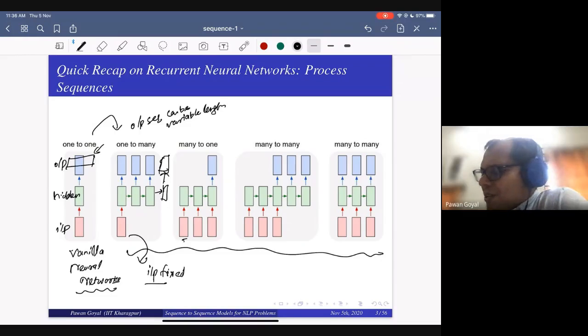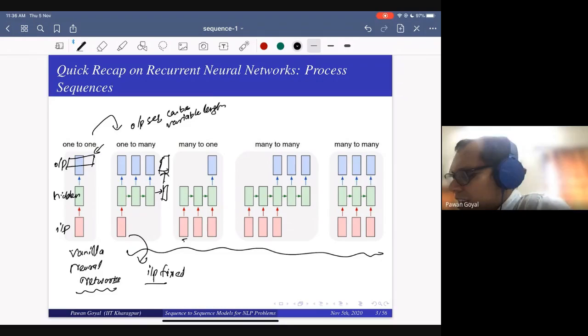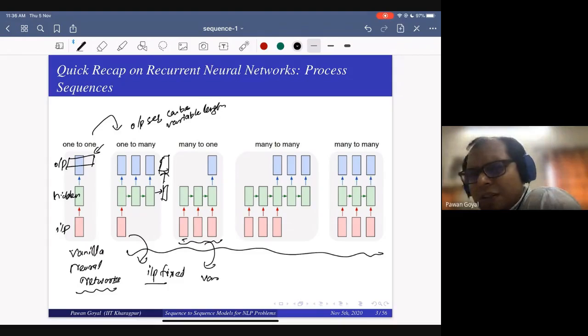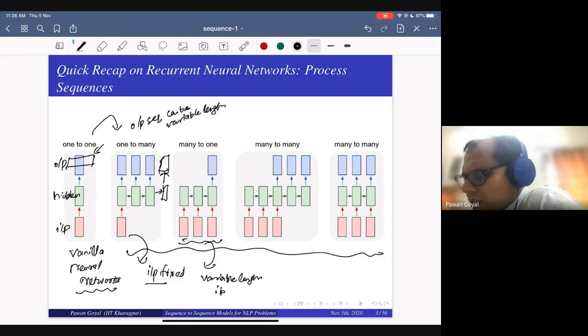Okay, so let me go ahead. I'm still waiting for someone to tell me on this part, one-to-many. Next is many-to-one. Your input is a variable length sequence, but your output is fixed.